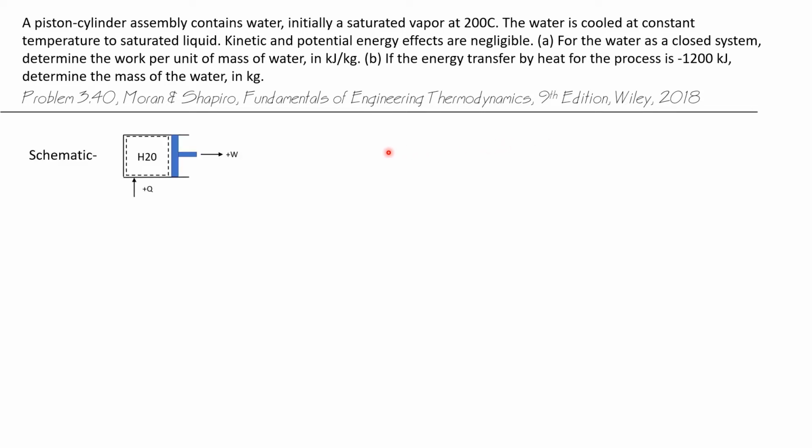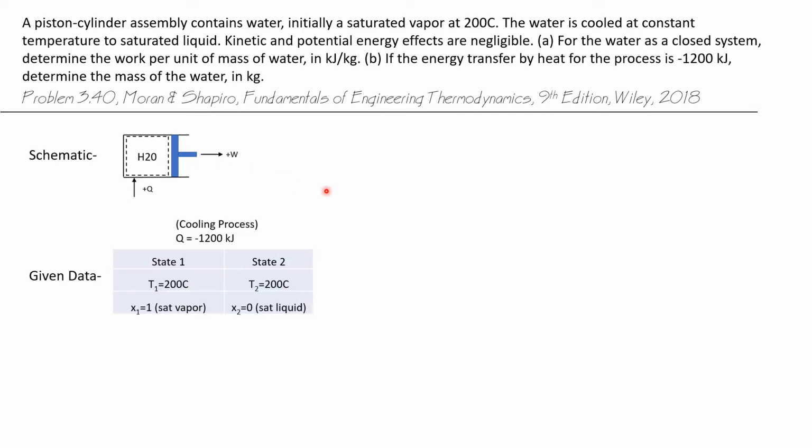Well, let's lay out our storyboard for this problem. We have a piston cylinder assembly filled with water, and our dotted line indicates that the boundary of the system contains only the water molecules. The piston cylinder is not part of the system. The system undergoes a cooling process where Q is minus 1200 kilojoules.